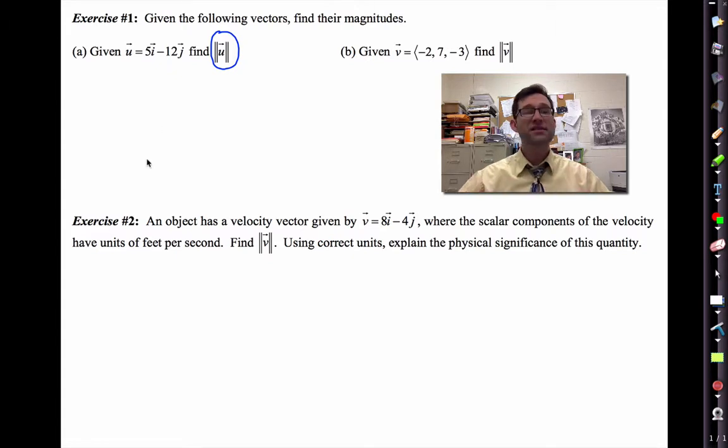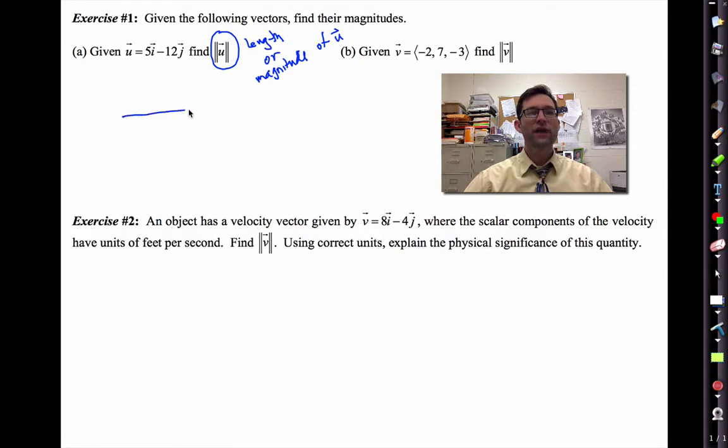All right, they're asking for the length or magnitude of vector u. All right, well, let's visualize vector u. We can think of vector u as being something that goes 5 units to the right and 12 units down, and these are independent, they're perpendicular to each other. So really what we're doing is breaking down the vector into the sum of 2 vectors, right? Remember, we sum 2 vectors by connecting them tail to tail. So this really is vector u, and the question is, how do we find its length?